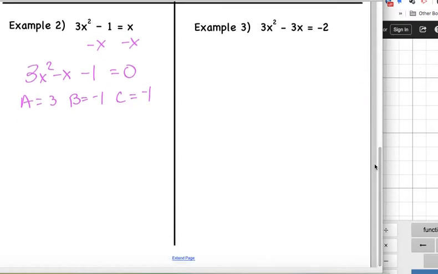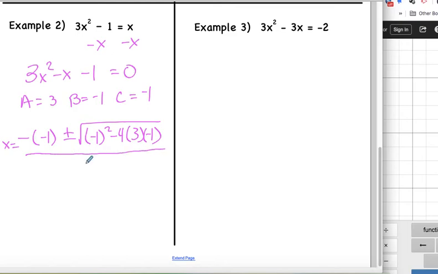Going to plug that into the formula. So we've got x equals -b, which is -1, which is going to be a +1, plus or minus the square root of b squared minus 4ac. Be sure that the b value is in parentheses because you want to square the negative sign as well as the number 1. If you don't use parentheses there, it's not going to do that properly. All over 2 times a.